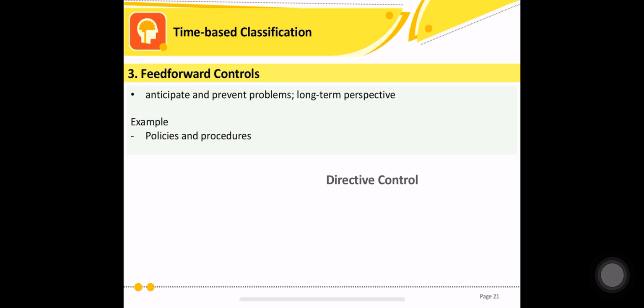And at the end of the day, you have the option to follow or not. That is why the example here is policies and procedures, which is the same as directive control. Those are just documents with provisions saying you need to do this and you don't need to do that. But again, it's your call. It's your decision at the end of the day. Okay? So I hope it's clear. If you think about it, it's kind of easy to understand. I hope you really understood it fully. For the time-based classification, just remember it against the primary control.